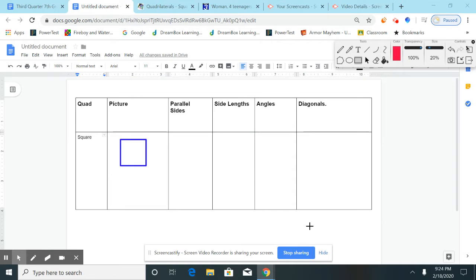Okay, last video for today. We've got two more things to do. The square is probably the easiest one. So draw yourself a square. On a square, all the sides are equal.